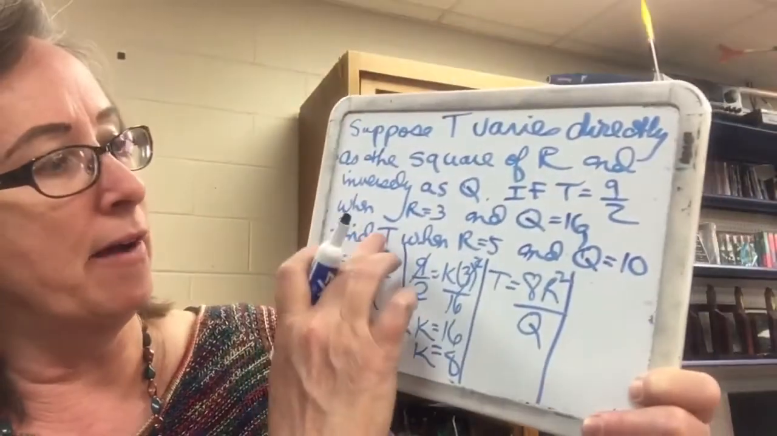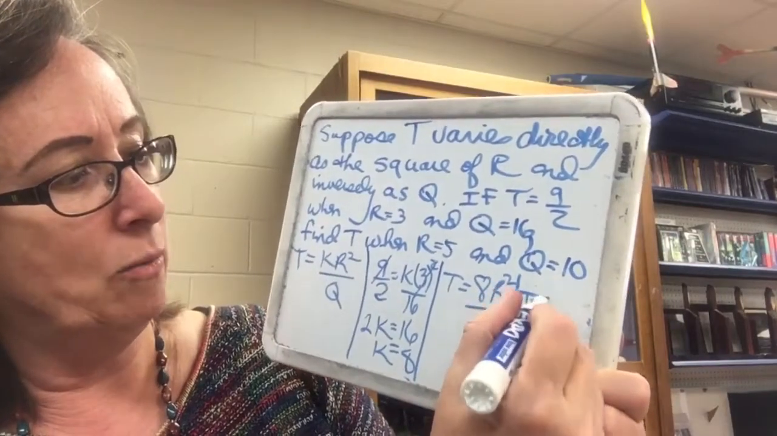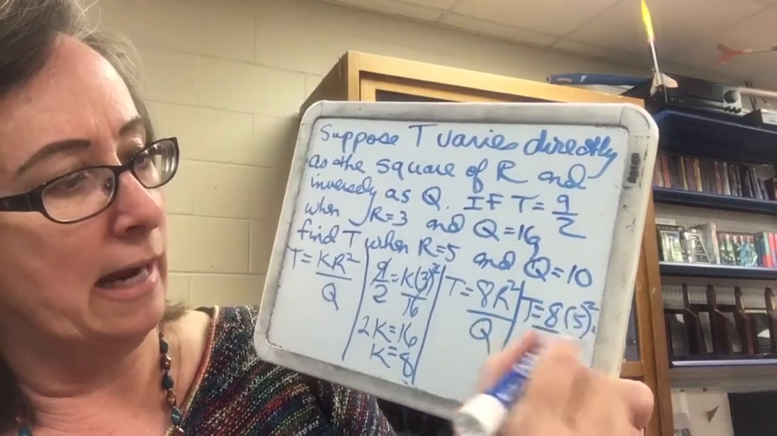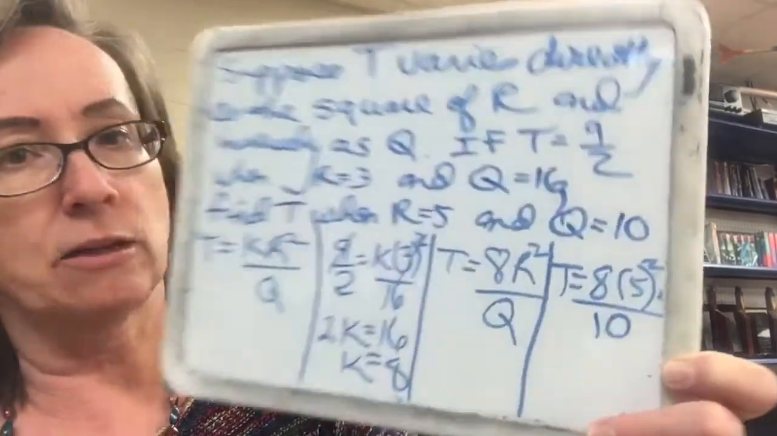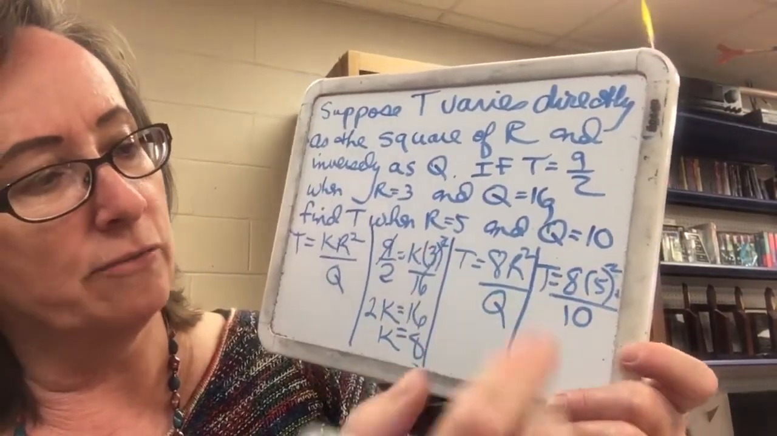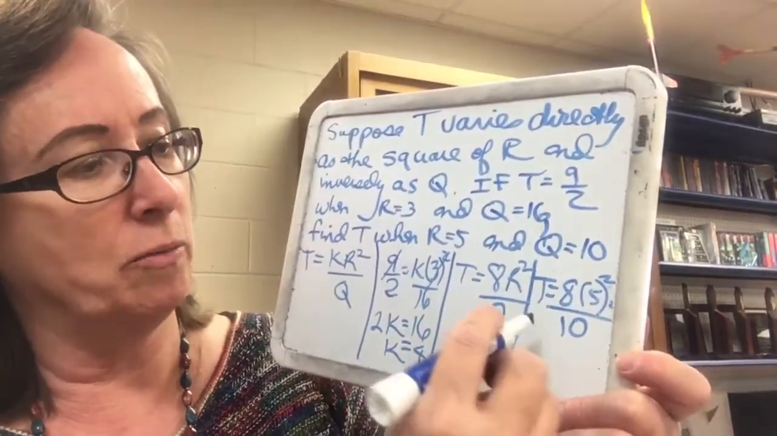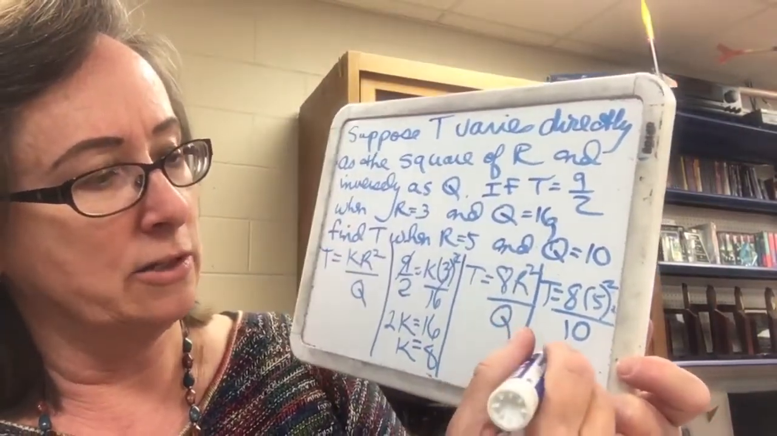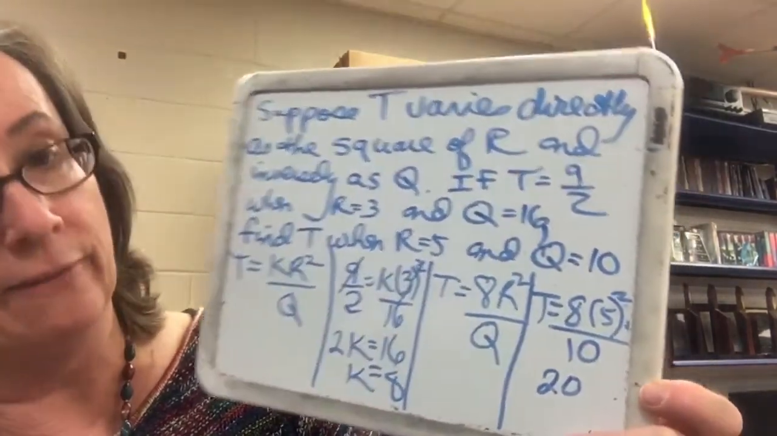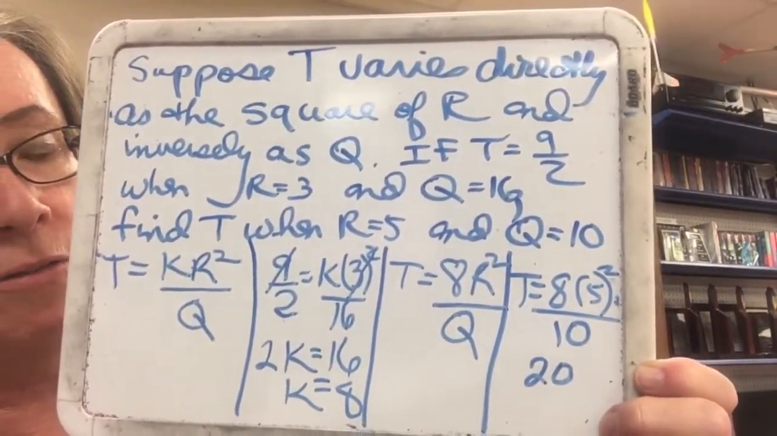And then it says find t when r is 5 and q is 10. So find t when r is 5, so I have a 5 squared, and q is 10. So I end up with 25 times 8 over 10, and that winds up being 4/5 of 25, which is 20. Okay, so t should be 20 on that one, and that is the correct answer. So I'll show you the whole big thing there so you can take notes on that.